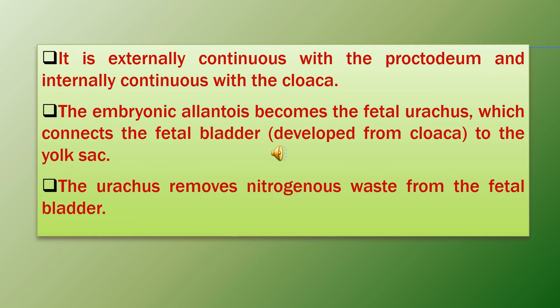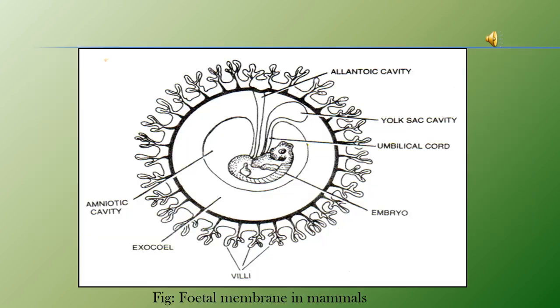It is externally continuous with the proctodeum and internally continuous with the cloaca. The embryonic allantois becomes the fetal urethra, which connects the fetal bladder developed from the cloaca to the yolk sac. The urethra removes nitrogenous waste from the fetal bladder. This is the diagram of a fetal membrane in mammals.